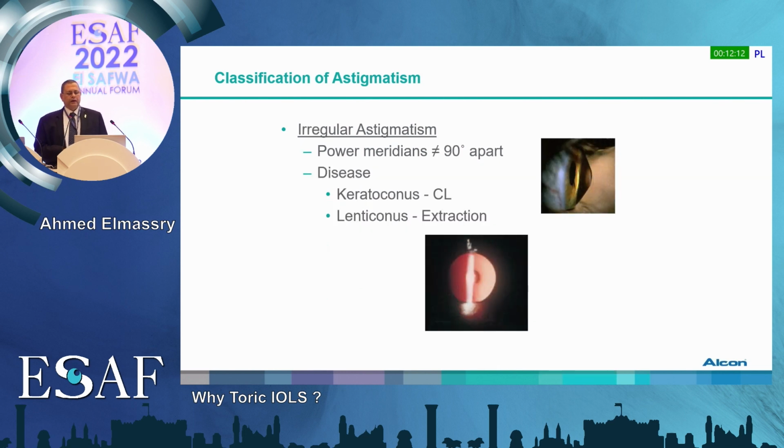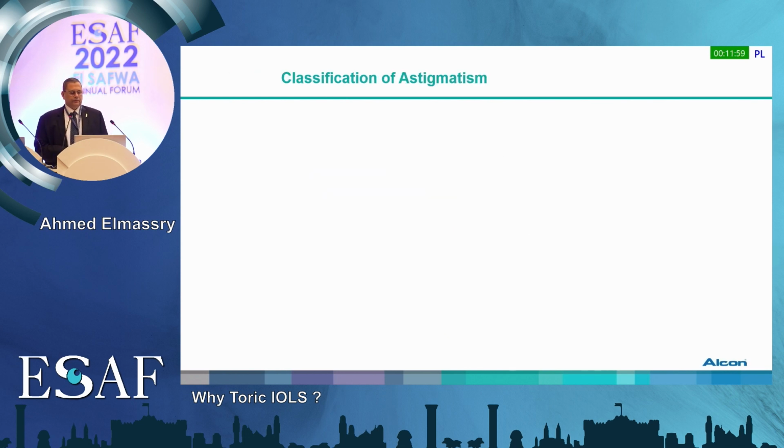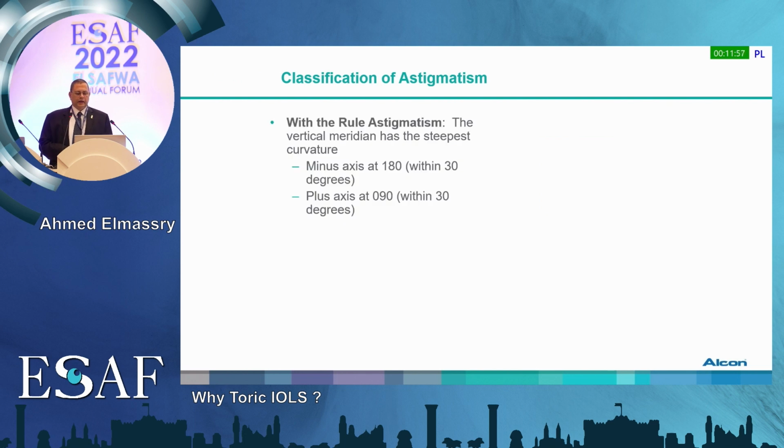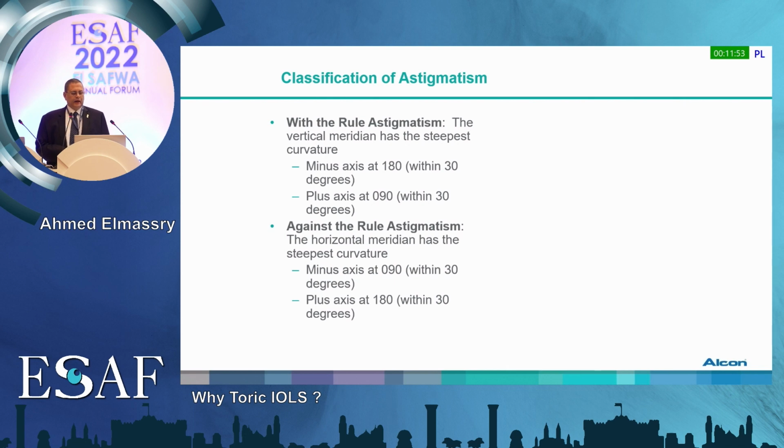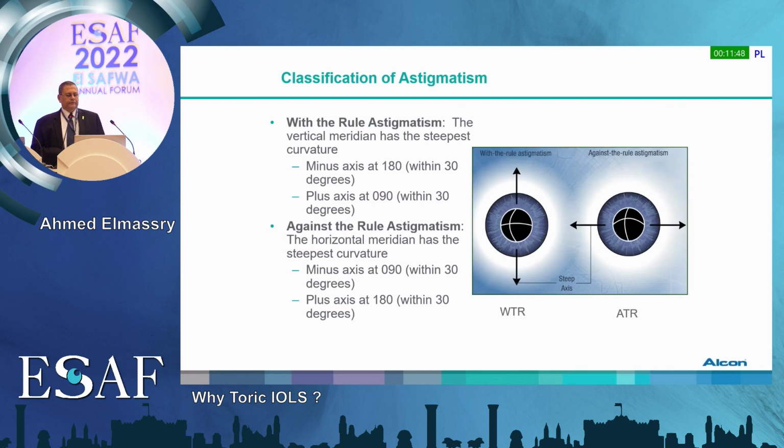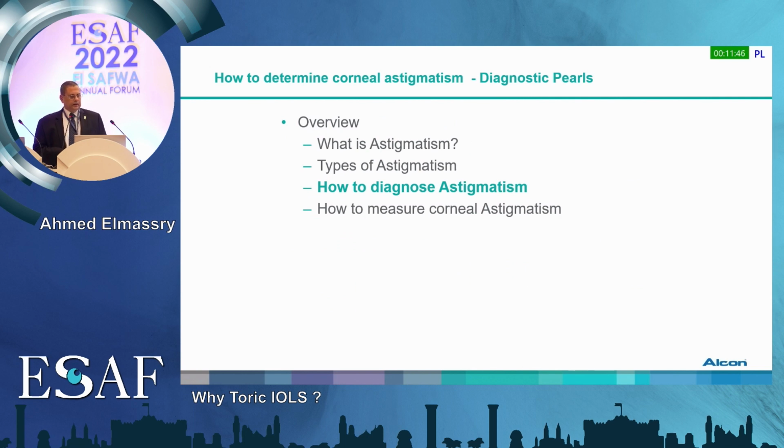And in irregular astigmatism, the vertical and the horizontal diameters are not exactly 90 degrees apart, and this is very common in cases of keratoconus if it is from the corneal side, or in lenticonus if it is from the lenticular side. Again, with the rule astigmatism, there's the minus axis at 180 degrees and the plus axis at 90 degrees. Against the rule is the opposite. And these are all basic concepts and basic facts about astigmatism.